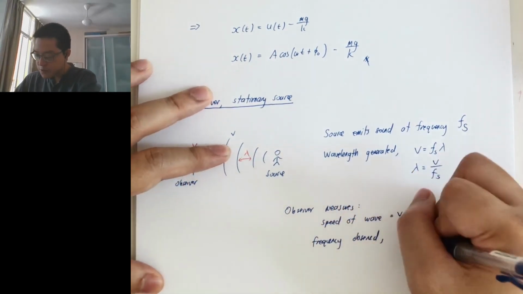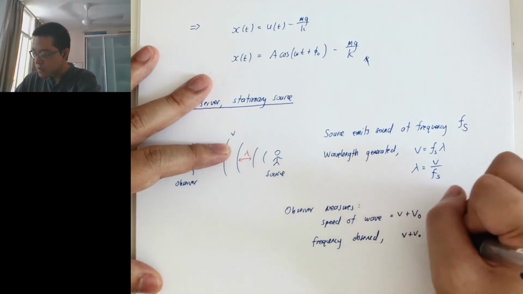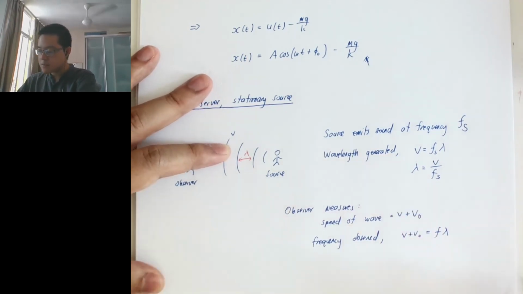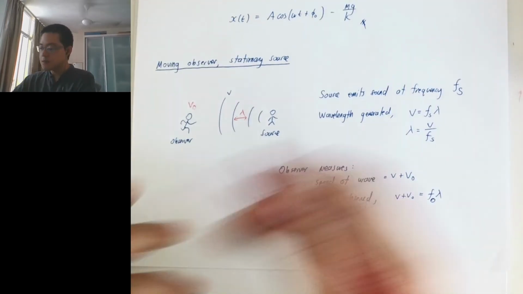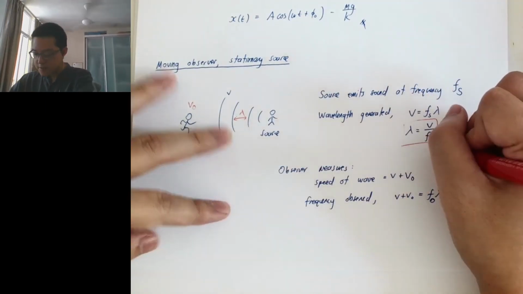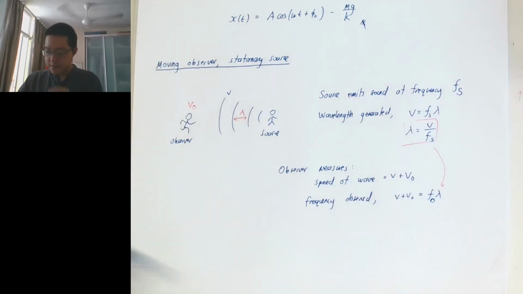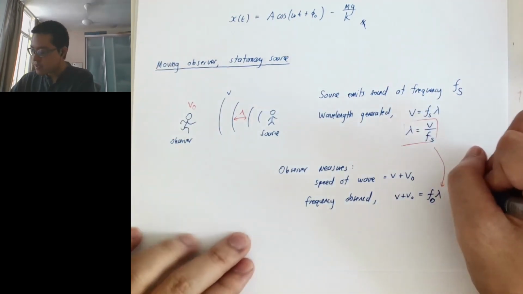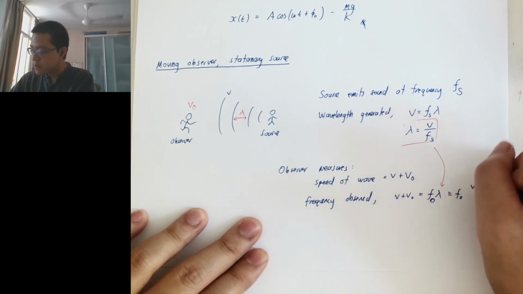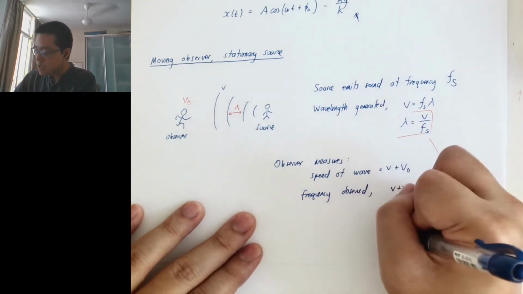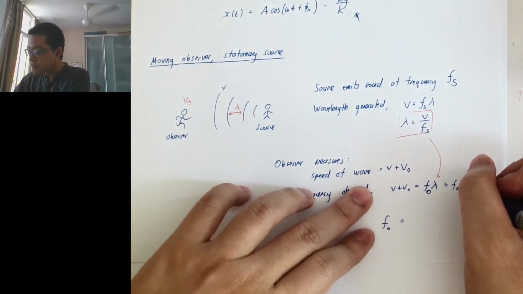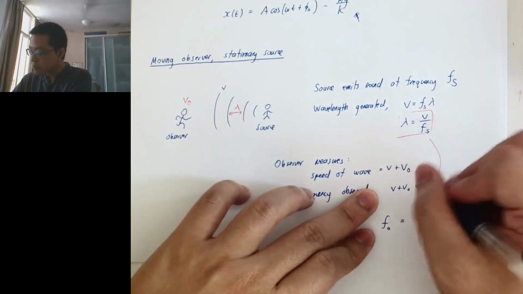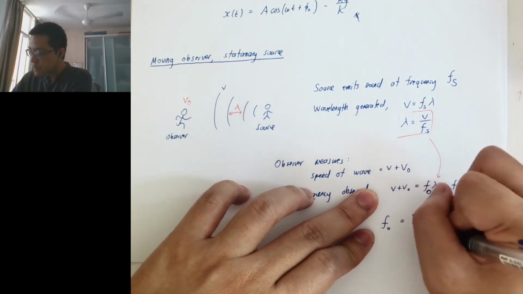Okay, so the frequency observed is given by v plus v_O equals f lambda. So this is the frequency that was observed, and the lambda formula was from here, so we put this in, right? And then what we have here is just f_O times v over f_s. So solving for f observed, I bring f_s over, and I get f observed equals (v plus v_O) over v, times f_s.